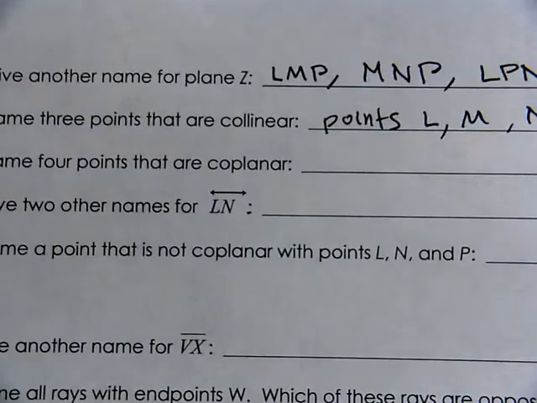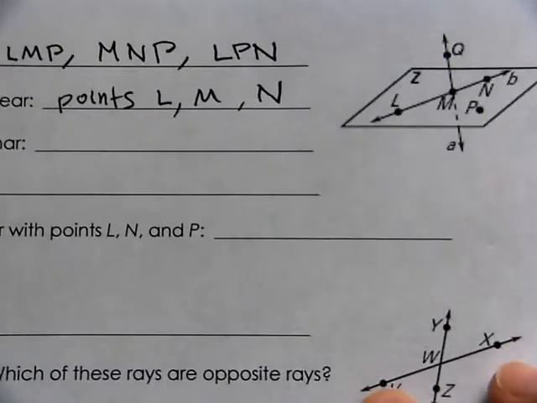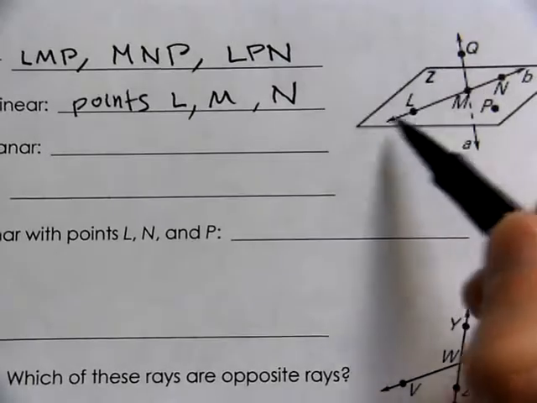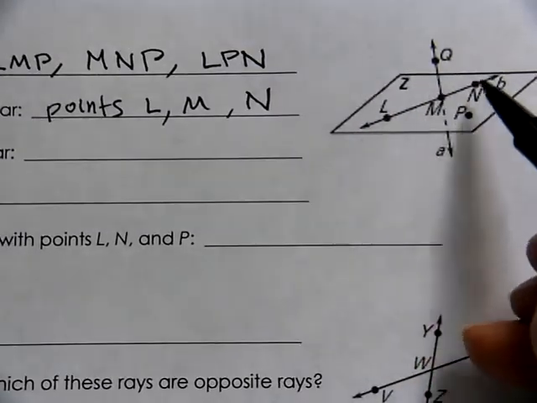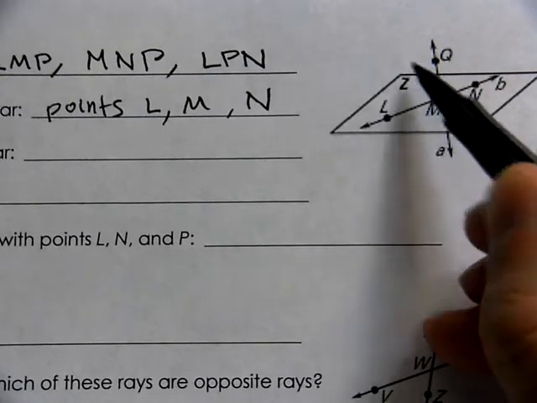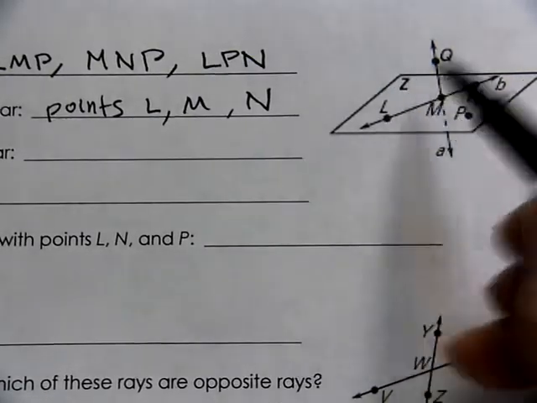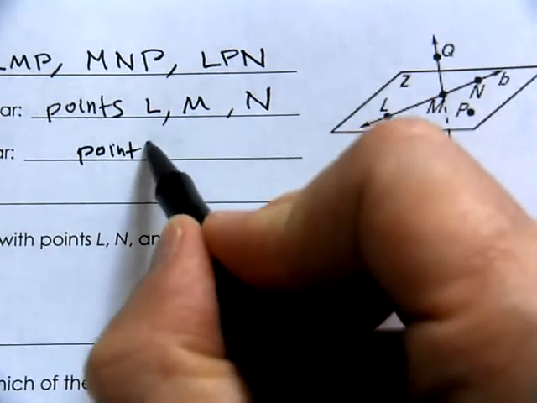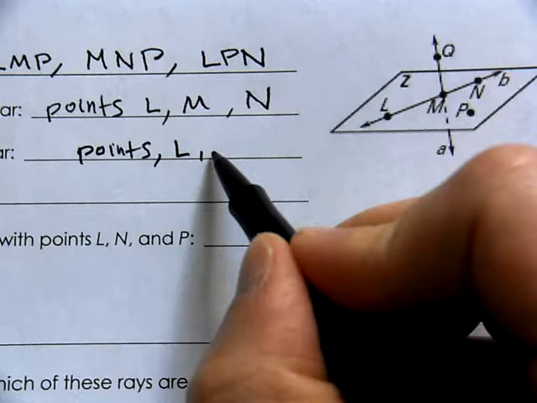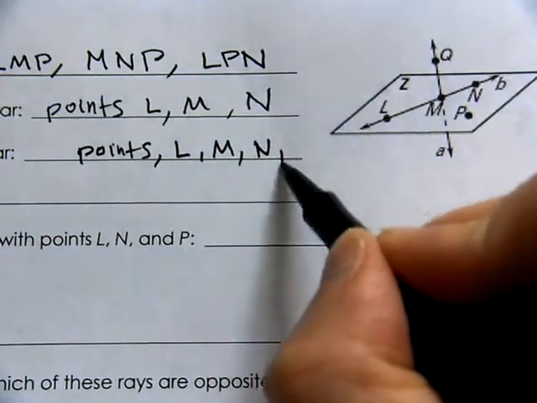Part C, name 4 points that are coplanar. All right, coplanar points are points that are on the same plane. So here's some points inside the plane. We have L, we have M, we have N, we have P. But again, Z is not a point. There's no dot next to that letter. So we would have points L, comma, N, comma, P.